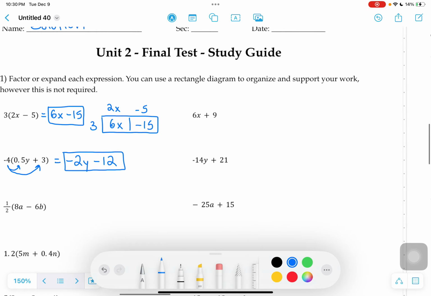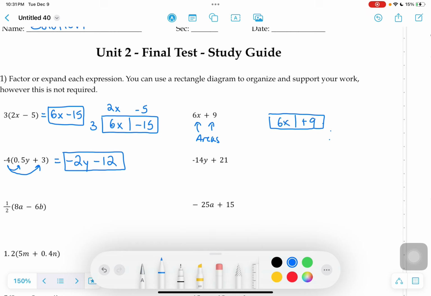All right, let's factor. Factor is doing the reverse of expanding using the distributive property. I notice right here that I have 2 areas, so I can still use my rectangle diagram. My screen seems to be messing up. These are areas. So let's draw my rectangle. This is 6x plus 9.